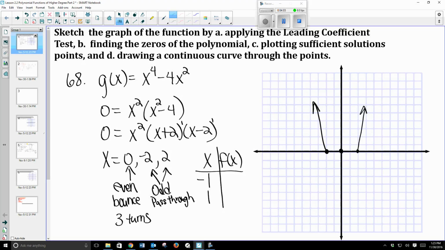So if I plug in negative 1, I get negative 3. If I plug in 1, I get negative 3. So negative 1, negative 3, positive 1, negative 3. So I pass through at negative 2. I have to turn and come back up and bounce at 0 and pass through at positive 2. There's my graph. Yes?